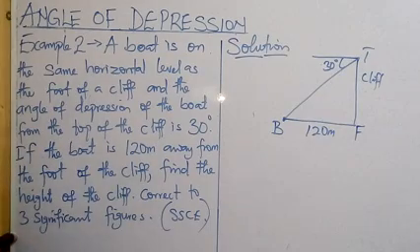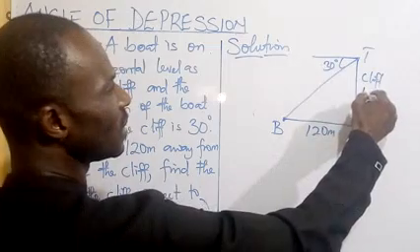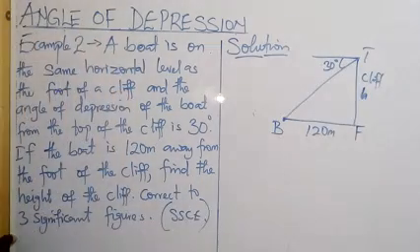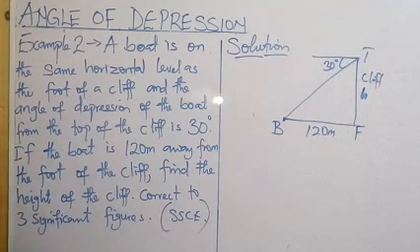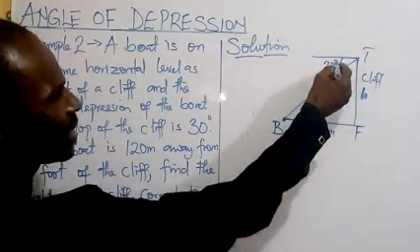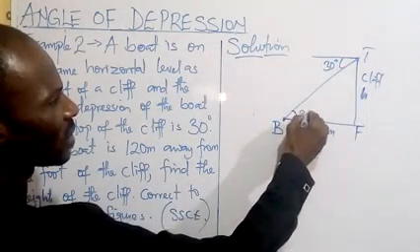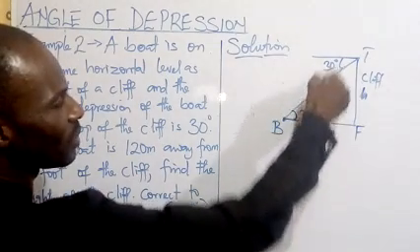We are asked to look for the height of the cliff. That is what we are looking for. You've actually established the diagram. All right, now let's look at this carefully. So this 30 degrees, the alternate angle is 30 degrees, which is the same thing as this.